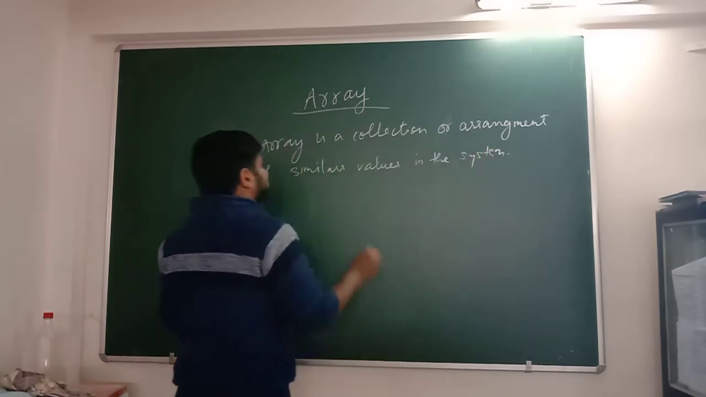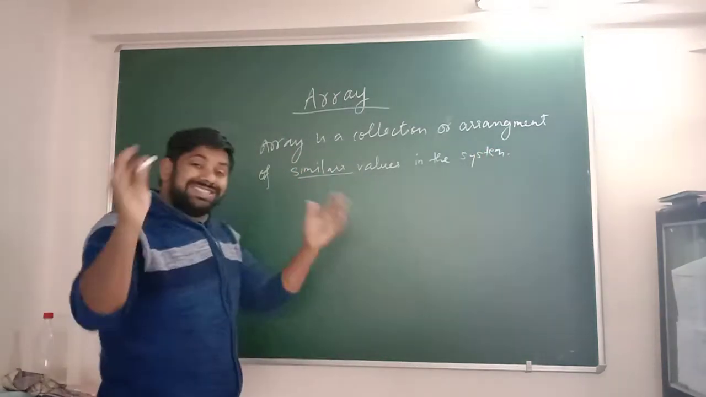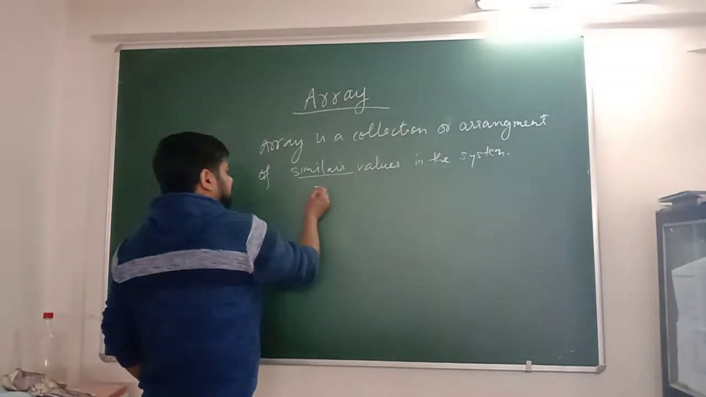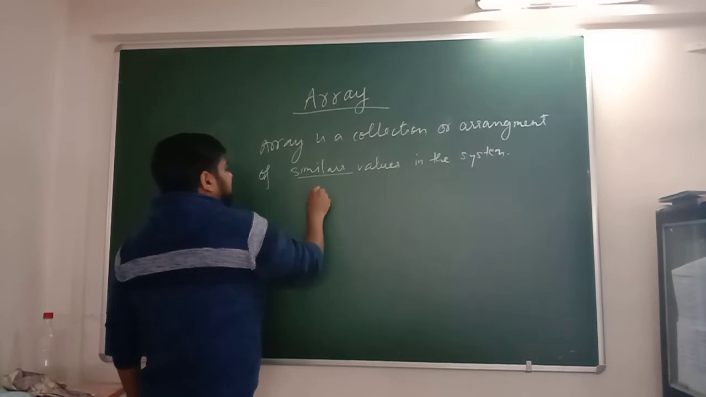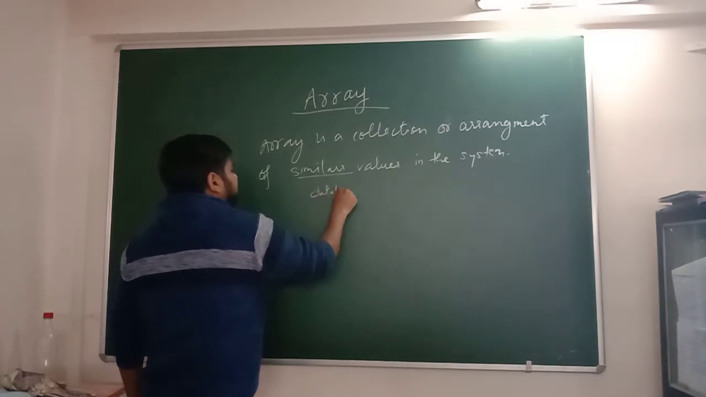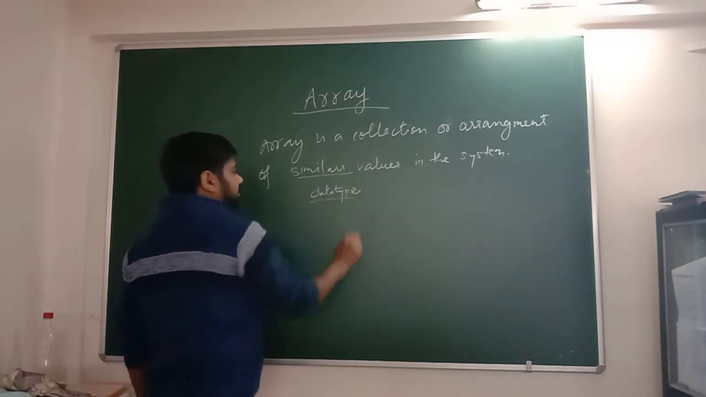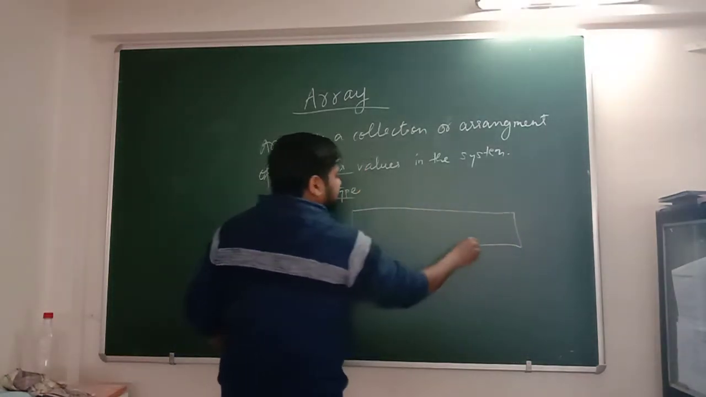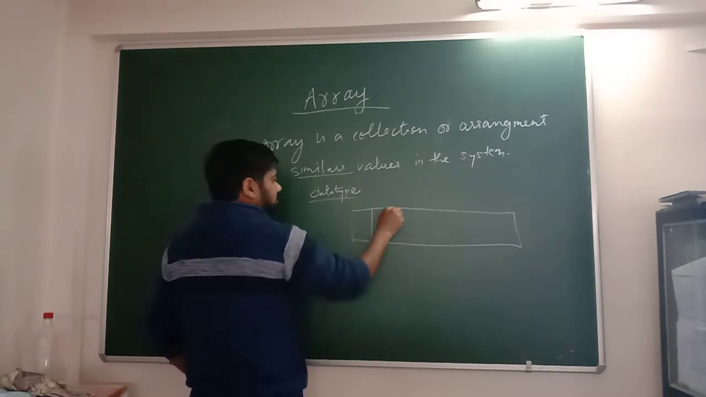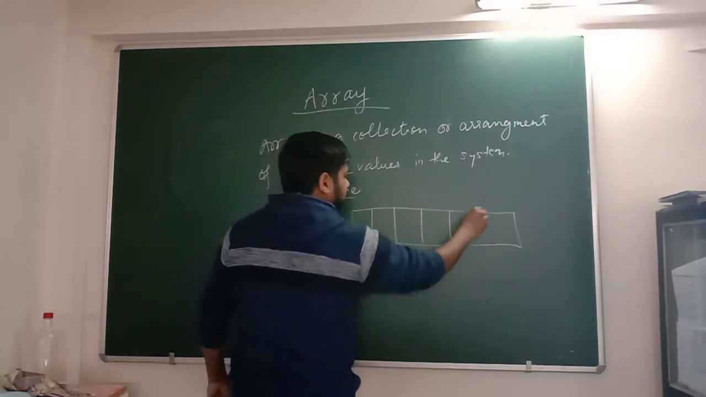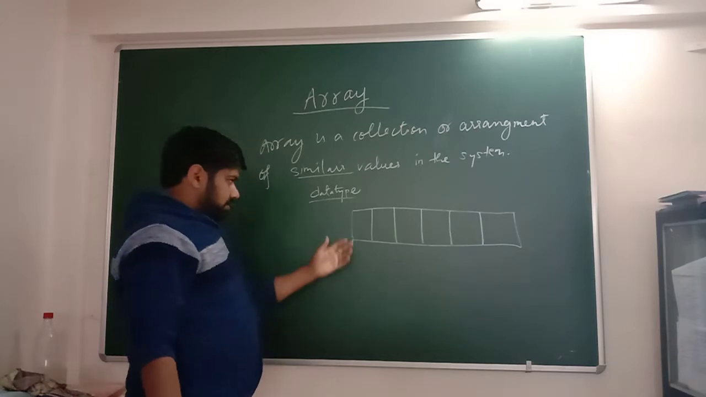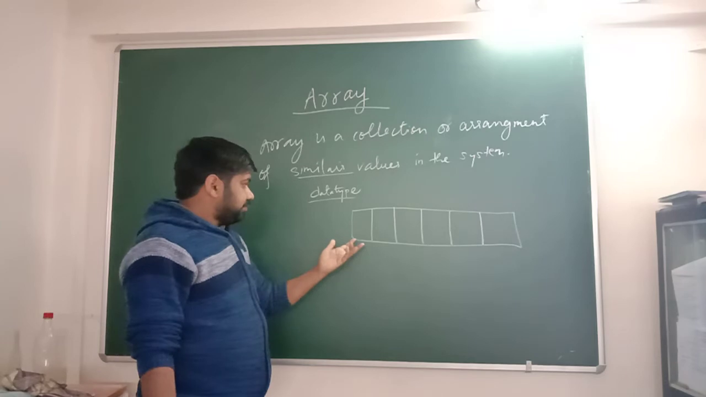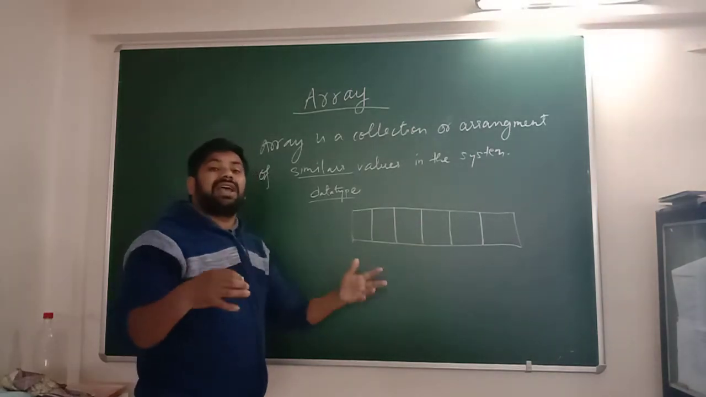So I talked about similar values. Similar value means the same type of value. It has to be the same data type. The data type should be similar. Okay, so we will take an example. This is an array, or a storage or a memory. Inside the memory, there needs to be a similar type of data.